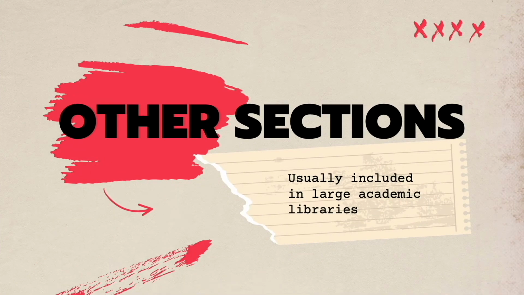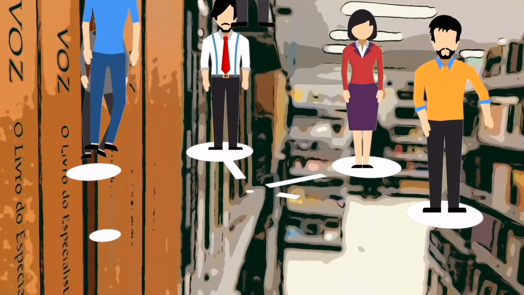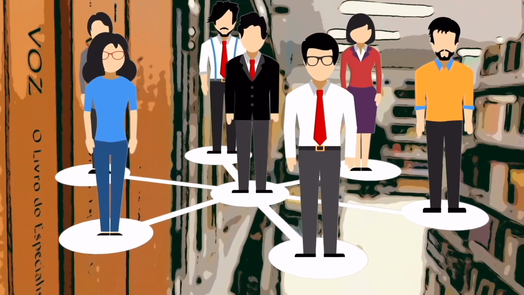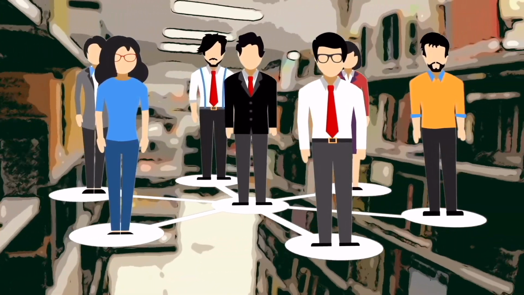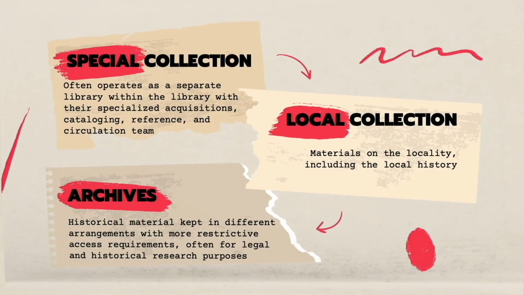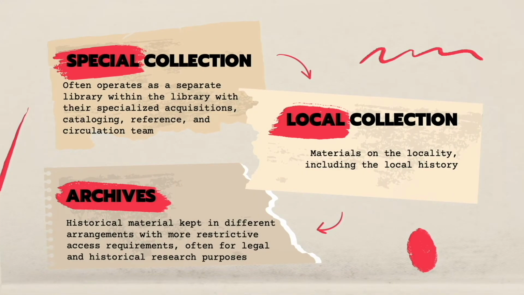Now, you know the general sections, or the common sections found in an academic library, but wait, there's more. In addition, as larger academic libraries have more library staff and units, large academic libraries usually include the following. There is a special collection, a local collection, and archives in most large academic libraries.